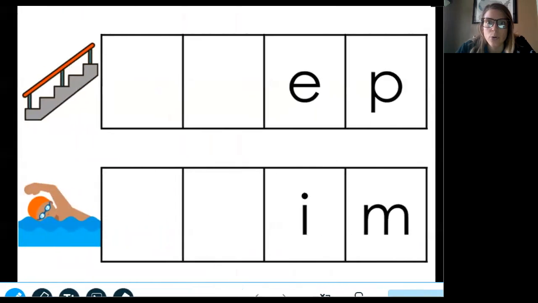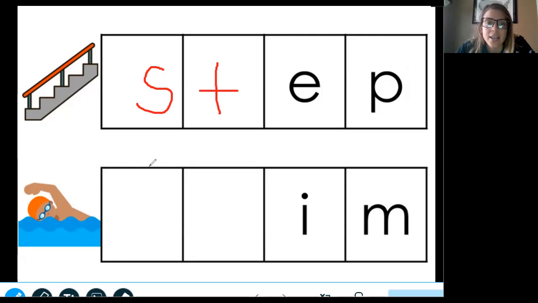All right, we're going to write some more. Step. Let's think of the sounds. Step. Go ahead and write it. Okay, so it'd be step. So S-T-E-P. Is that what you have? I hope so.